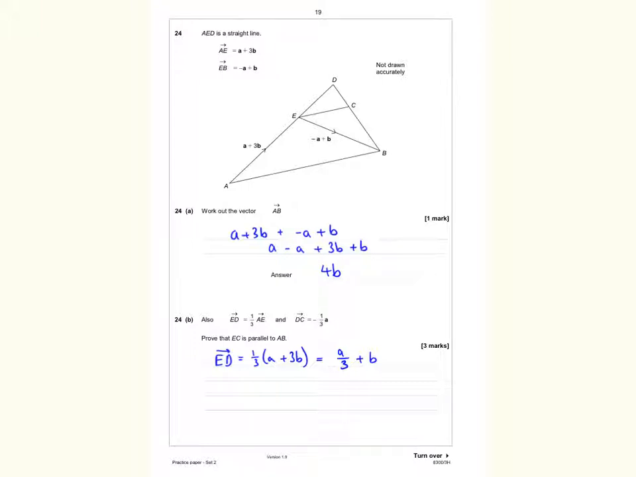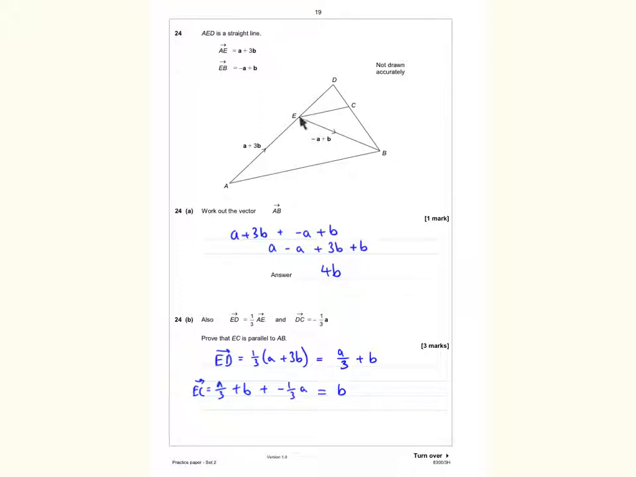And DC, they've given it like this, so negative a third A. So I need to do this, add that. So I'm going to have A over 3, and this is going to give me EC. So EC is equal to A over 3 add B, and then I need to add to that negative a third A. So this is a third A, and this would mean taking away a third A. So I've got a third A there, I'm taking away a third A, they cancel out, and I'm left with just B. So the vector EC is B.